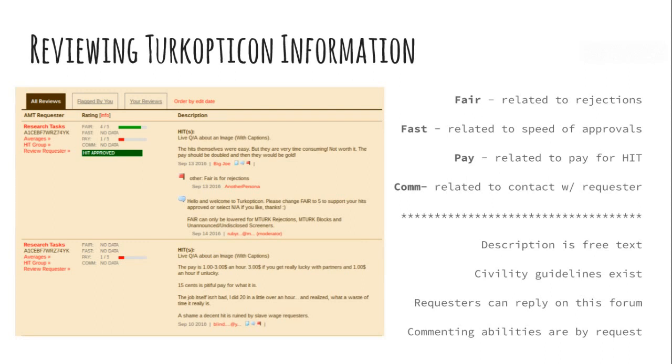Pay is related to the pay for the hit. That tends to be a matter of opinion. Different people have different standards, so again, you're going to see that reflected in the data. And then communication is related to contact with the requester. If you did not contact the requester, you should not review that criteria. You should understand that when people are reviewing that criteria, they have in fact emailed the requester and either got nothing back, which would be a 1, or they got very quick, very succinct, very thorough communication back, which would be a 5.